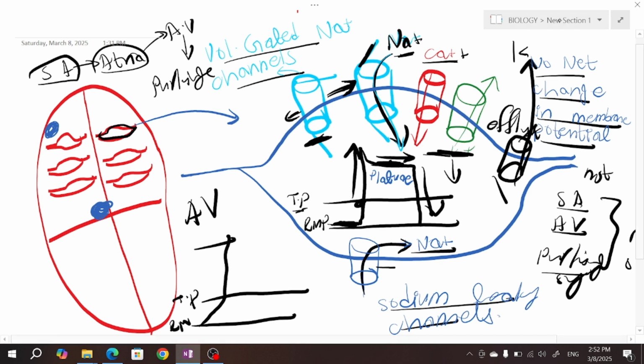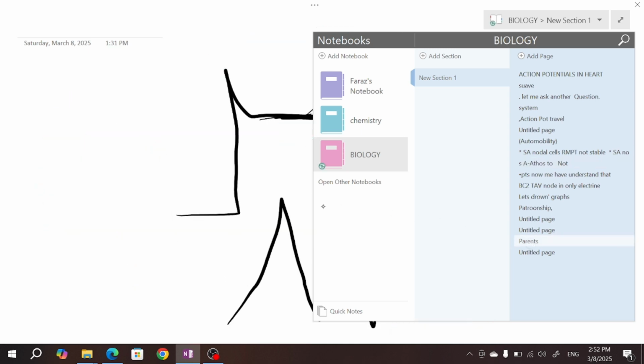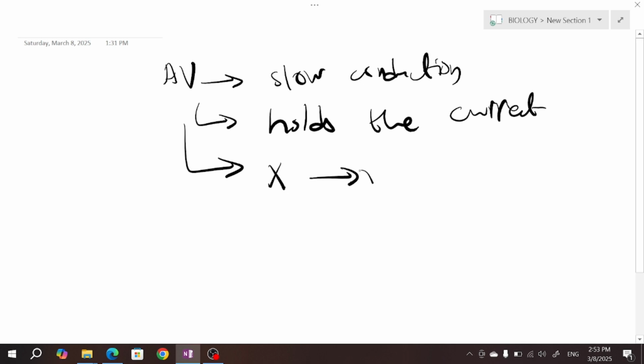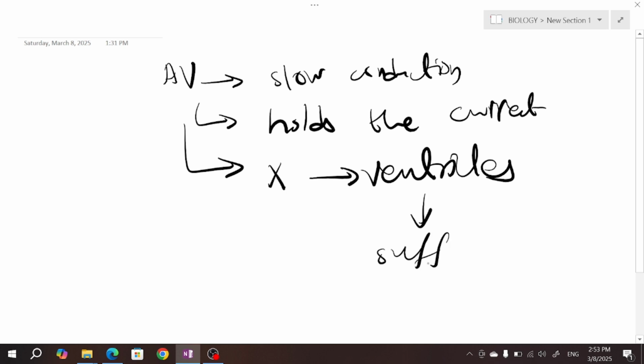Now I said one thing, that the AV node is specialized in slow conduction. So why? What is the purpose of this? So that ventricles, when the AV node is specialized in slow conduction, it holds the current for some seconds. Okay, it holds the current. When it holds the current, action potentials cannot go towards the ventricles. When action potentials cannot go towards the ventricles, there will be a proper or sufficient filling of the ventricles.